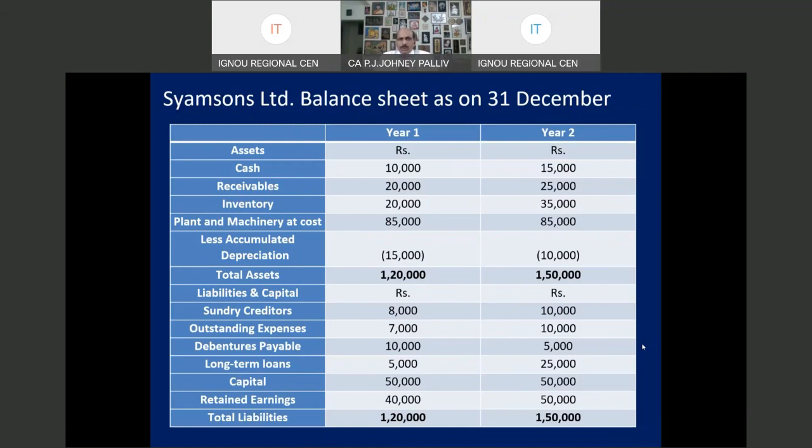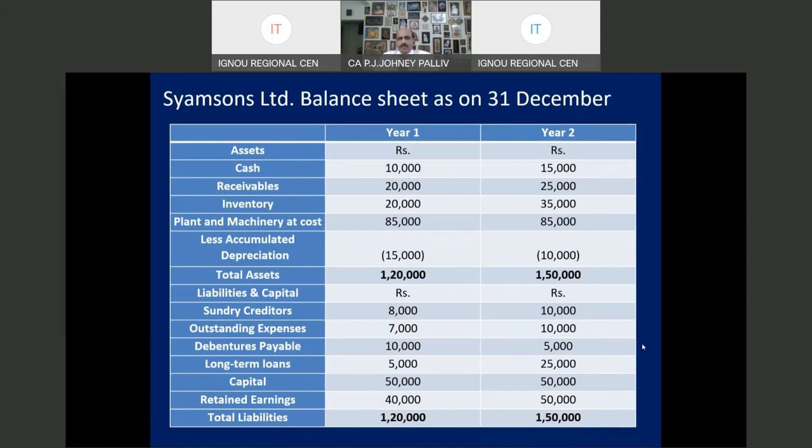Therefore, the total of year one, 10 plus 20 plus 20 plus 85 minus 15, is equal to 1,20,000. And year two, 15 plus 25 plus 35 plus 85 minus 10, that is 1,50,000. If you see the net value after charging depreciation of plant and machinery, year one is 85,000 minus 15,000, it comes to 70,000. And year two, 85,000 minus 10,000, it comes to 75,000.